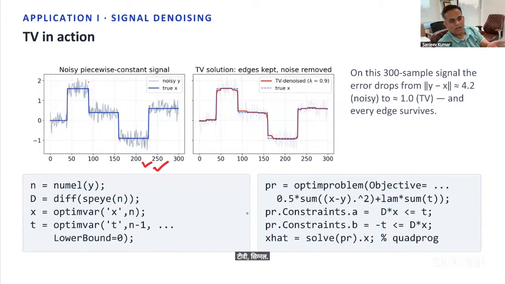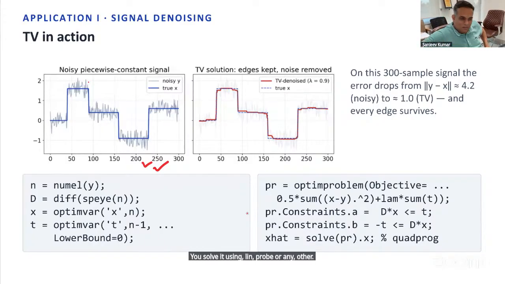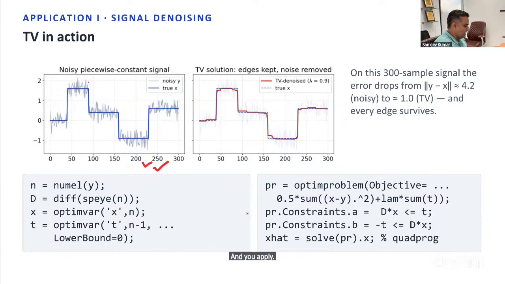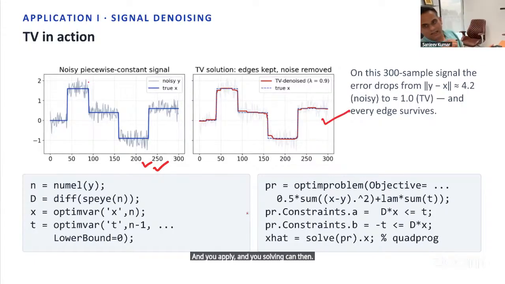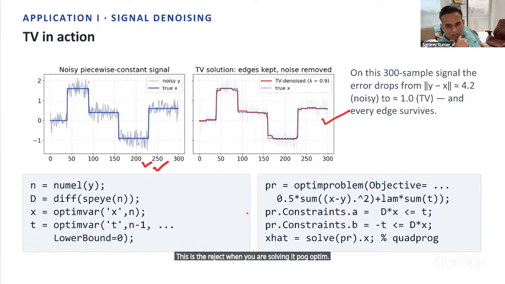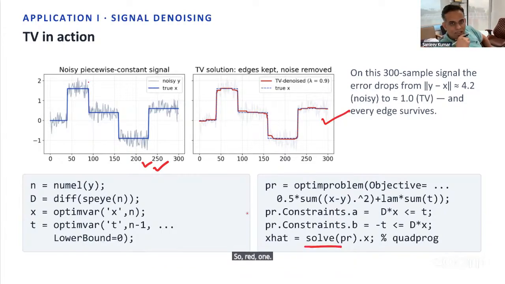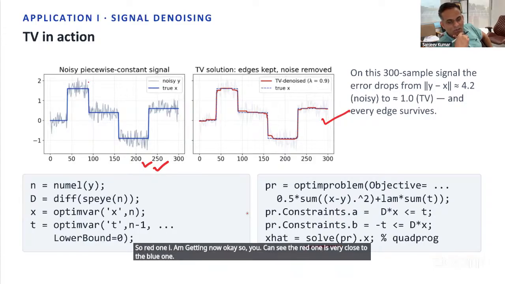So you can model this problem as an L1 minimization problem. As discussed in the previous slide, you solve it using linprog or any other method. I told you five different methods of solving it, and you apply one and solve it. This is the result when you are solving it using the optimization problem solver's solve functionality. So the red one I am getting now. You can see the red one is very close to the blue one, a very good approximation of the blue one.